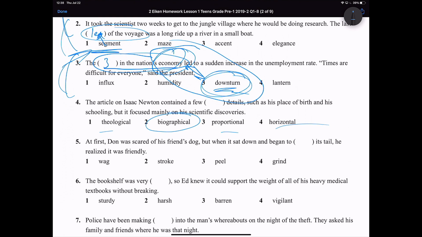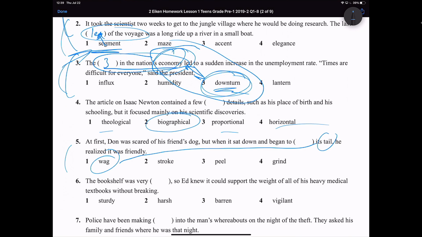It's just a vocabulary expression. Again, I'm saying it's a standalone vocabulary word because biographical can go with all sorts of things. Biographical novel. Biographical concepts, right? It's a word that collocates with lots of other words, so don't worry about collocations with a word like that. At first, Don was scared of his friend's dog, but when it sat down and began to nantoka its tail, that is a collocation, and it's a fun collocation. You wag a tail, you wag your finger.